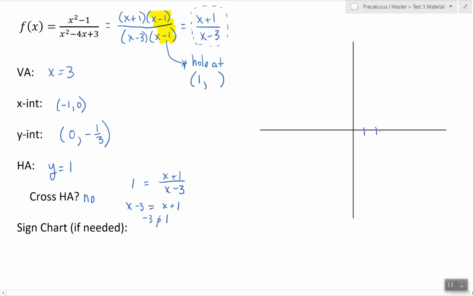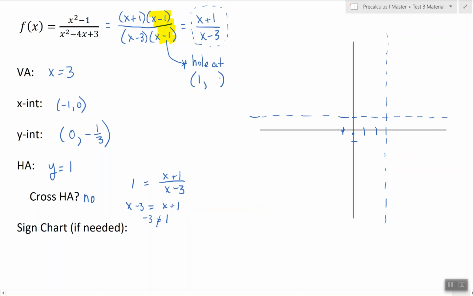So we have x equals 3 for our vertical asymptote. We have a -1, 0. We have a 0, -1/3. We have a y equals 1, and no crossing point for that. So I know that I have a graph that's doing this and a graph that's doing that.